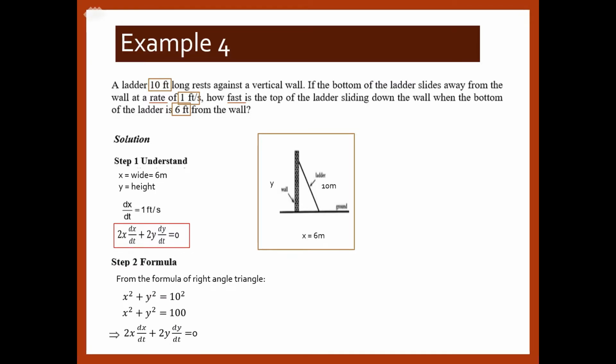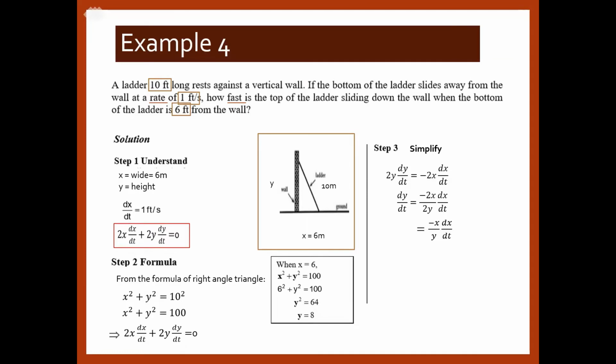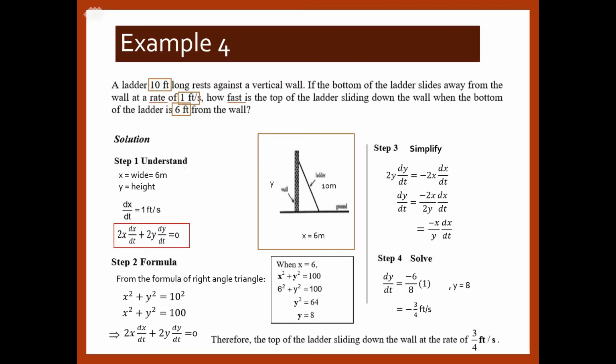From the formula of a right-angled triangle, x squared plus y squared is equal to 10 squared. Differentiate this formula with respect to t. By using implicit differentiation, you should get 2x dx over dt plus 2y dy over dt equal to 0. Simplify this equation. You should get dy over dt is equal to negative x over y dx over dt. As x is 6, substitute this value into the formula. You should get y is 8. Replace the x and the y with 6 and 8 respectively and simplify. You should get dy over dt equal to negative 3 over 4. Therefore, the top of the ladder is sliding down the wall at the rate of 3 over 4 feet per second.